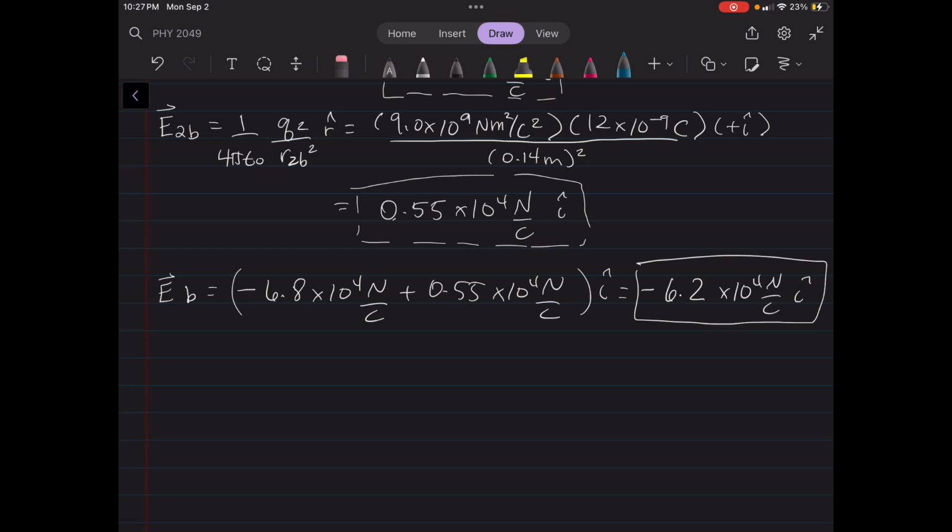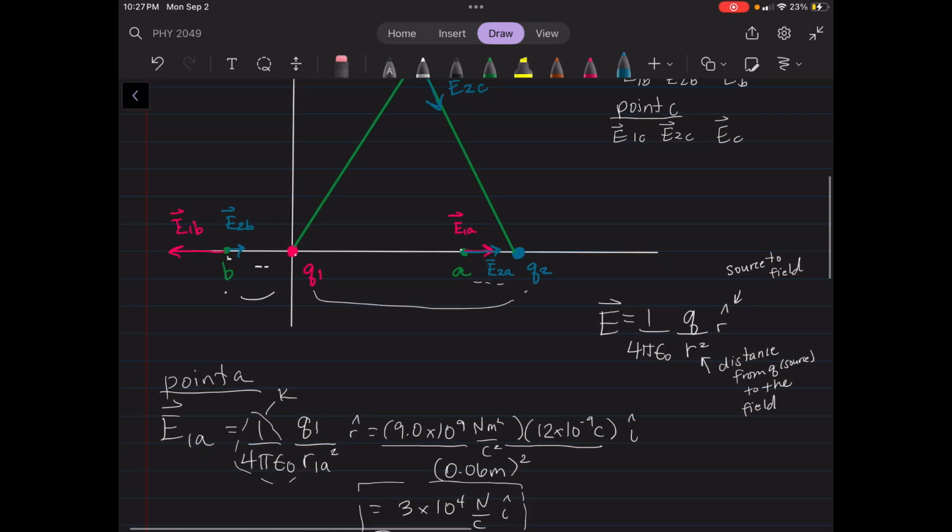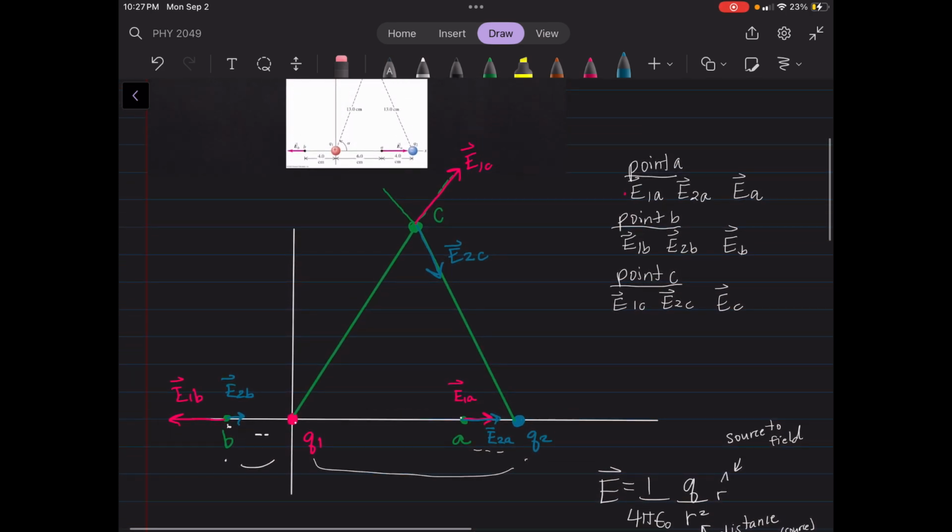This was pretty easy for parts A and B because the vectors were collinear, right? They're on the same line. Now, when we look at point C, you can kind of see we're going to have to break these vectors up into components, okay? There's two different ways you can do it. You can break these vectors up into components the way that we did for example 21.4 with the forces, right? You can use the similar triangles.